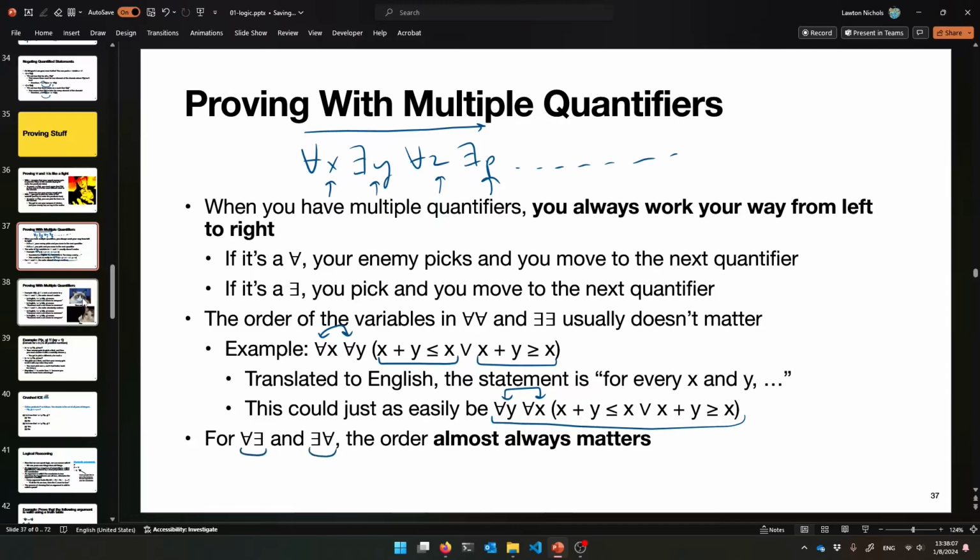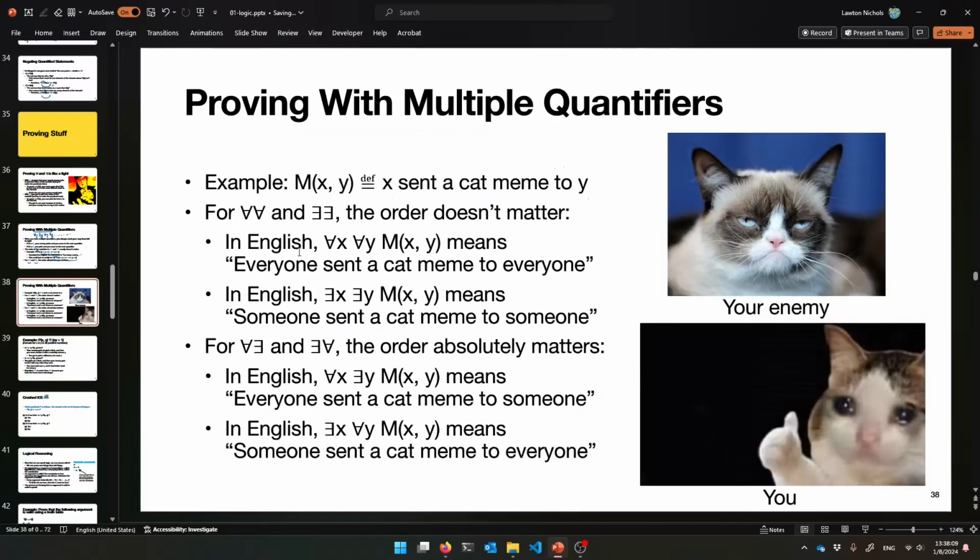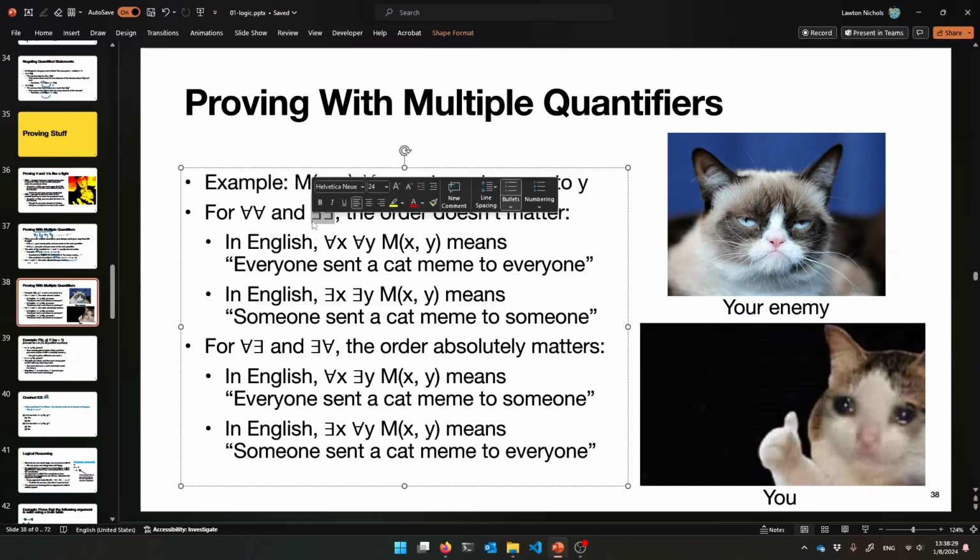All right, so with that in mind, let's talk about multiple quantifiers, and I'll show you with cats, of course, as an example. Let's define a predicate on two variables, m of x and y. Let's define that to mean that x sent a cat meme to y. Let's say that the domain of x and y are people. And so hopefully you'll see that for all and there exists, it doesn't matter the order of these things.